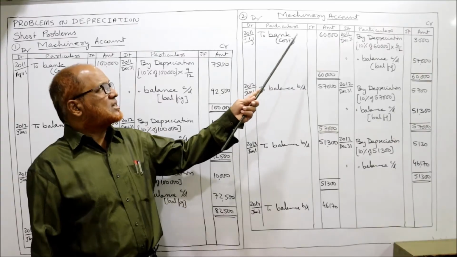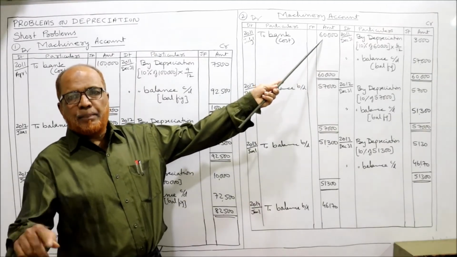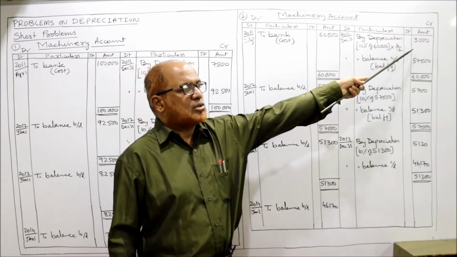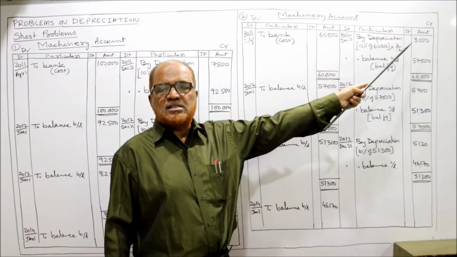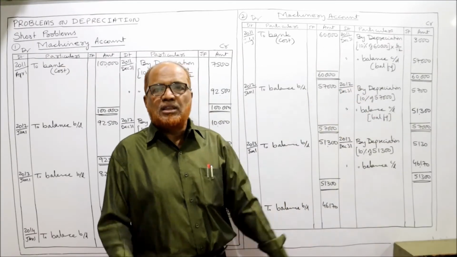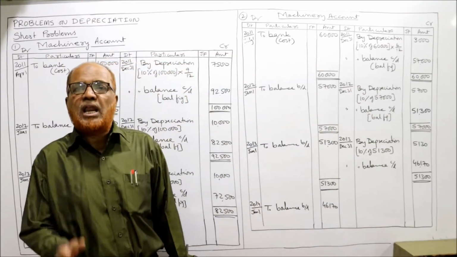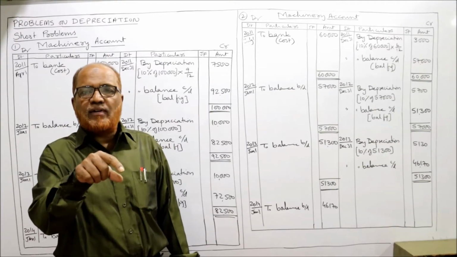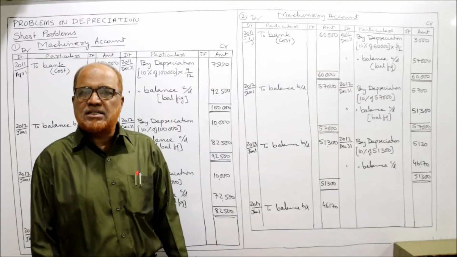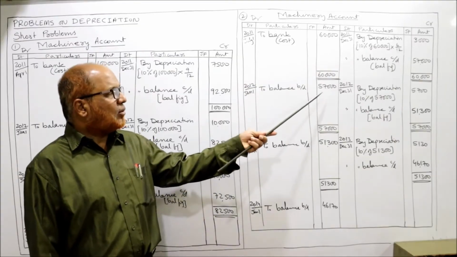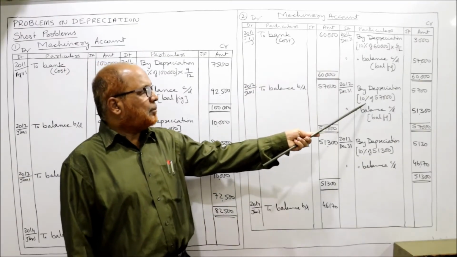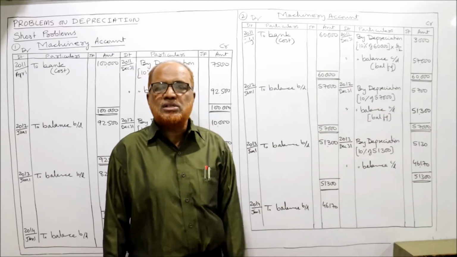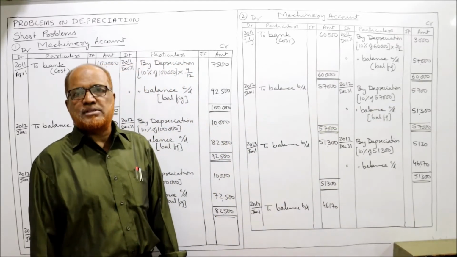The cost was 60,000. Depreciation during the first year was 3,000. So 60,000 minus 3,000, 57,000. This 57,000 is called written down value. On this written down value, we need to calculate depreciation. So the written down value is 57,000. So 10% of 57,000, 5,700, is the second year depreciation.